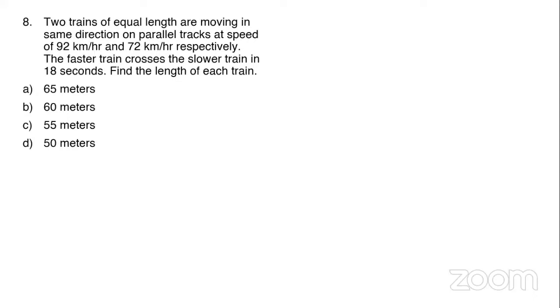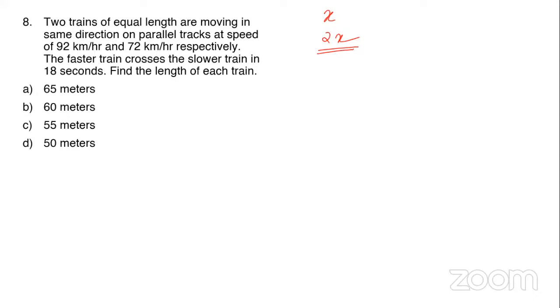So if we take the length of one train as x, the total distance it should cover is 2x, because the trains are crossing each other. The distance will be the length of the first train plus the length of the second train, and here the lengths of both trains are the same. So the distance will be equal to 2x.